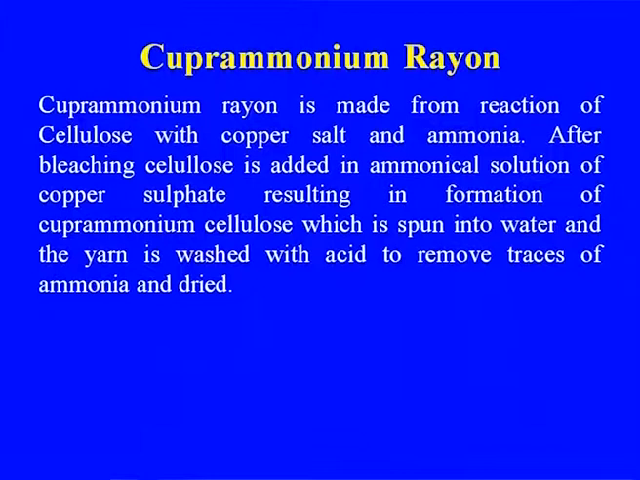Cuprammonium Rayon is made from reaction of cellulose with copper salt and ammonia. After bleaching, cellulose is added to the ammoniacal solution of copper sulfate, resulting in formation of cuprammonium cellulose, which is spun into water, and the yarn is washed with acid to remove the trace of the ammonia and dye.